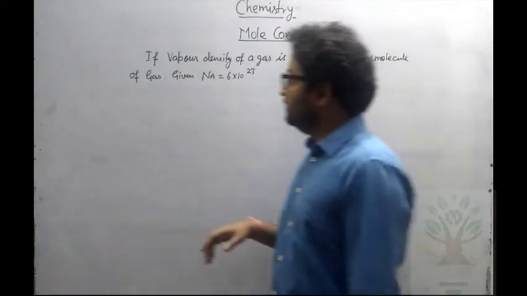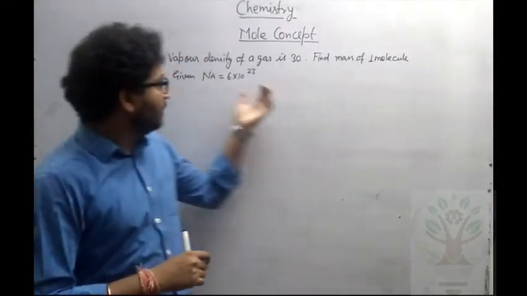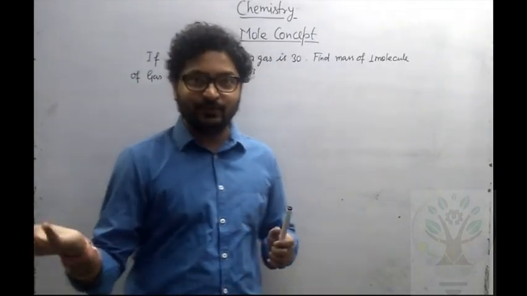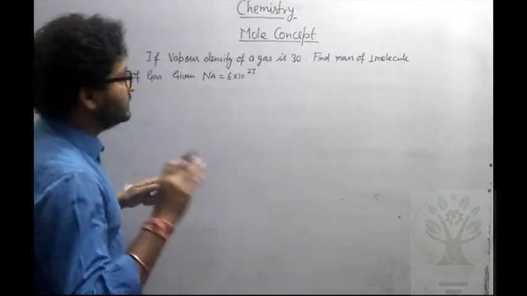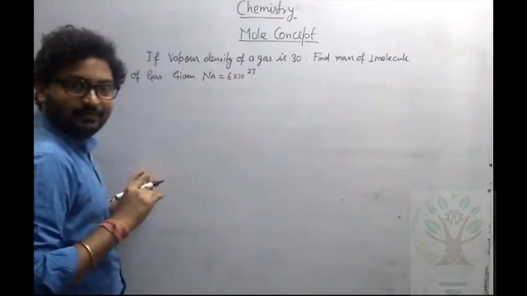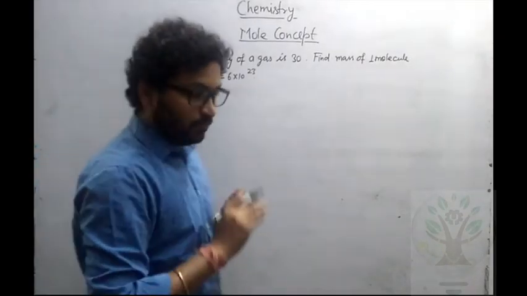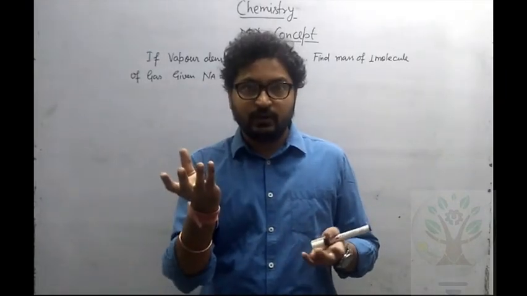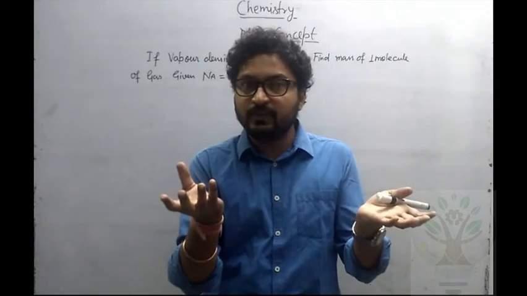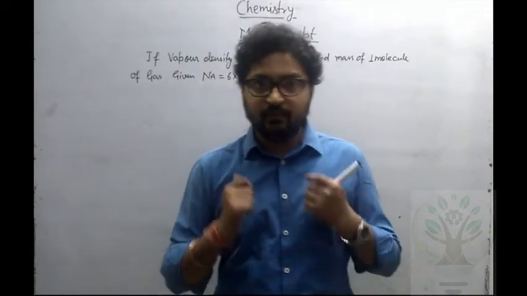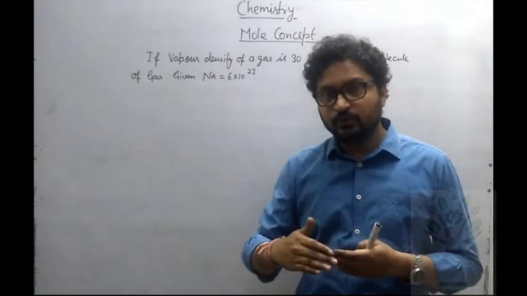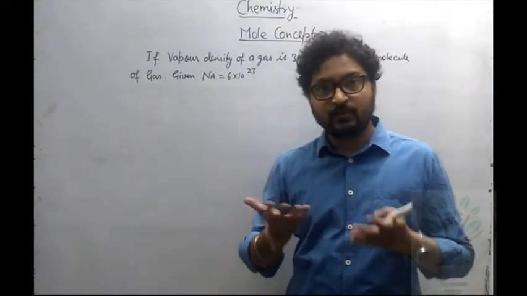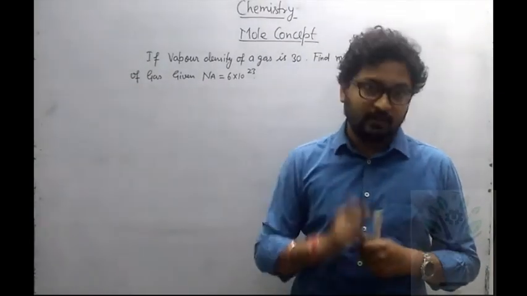find the mass of one molecule of gas. Given Avogadro number equals 6 into 10 to the power 23. Please pardon the background noise, as you know, this is a home recorded video. They are saying the vapor density of the gas is 30, and we have to find the mass of one molecule. So what should be our approach? Suppose I have 10 molecules, and the total weight of 10 molecules is 100. Then the weight of one molecule is 100 upon 10. This means I should know the total mass and the total number of molecules.